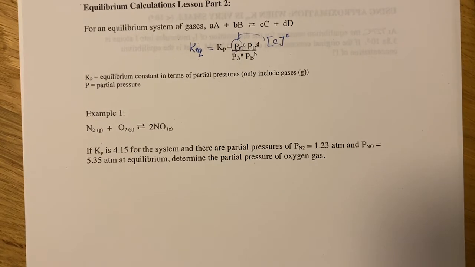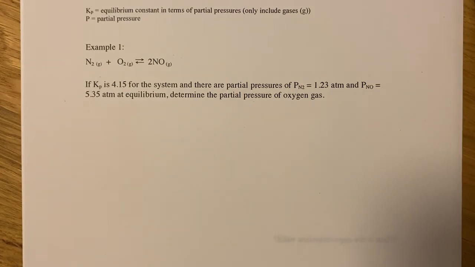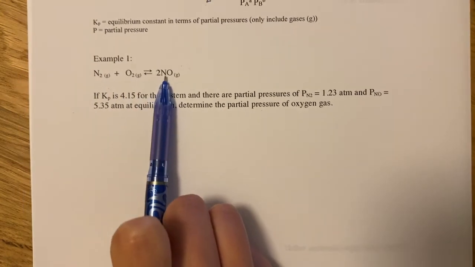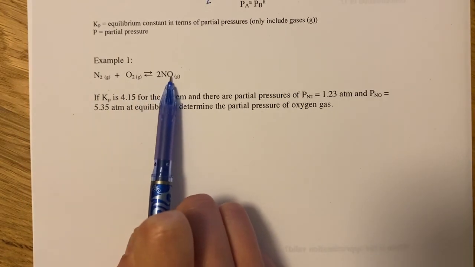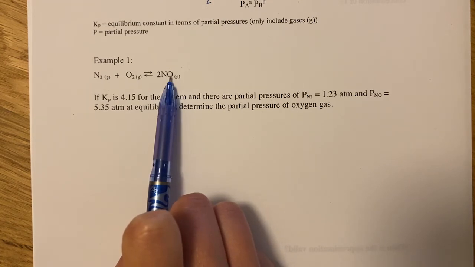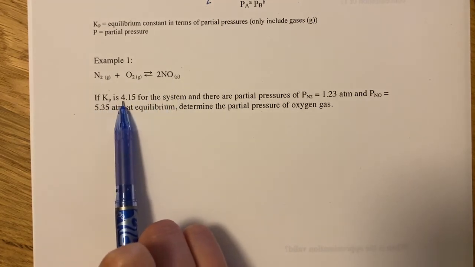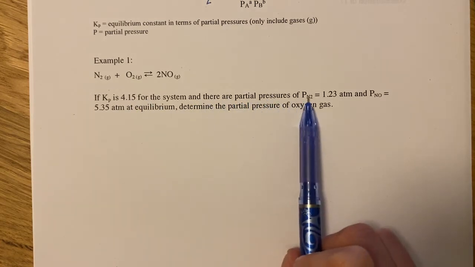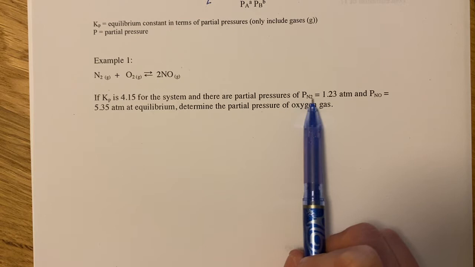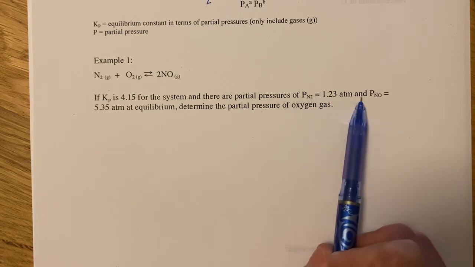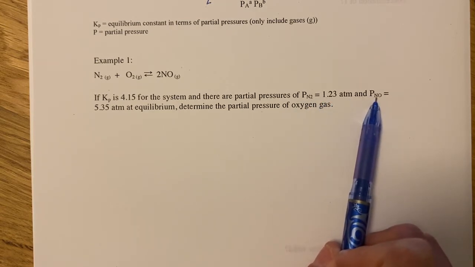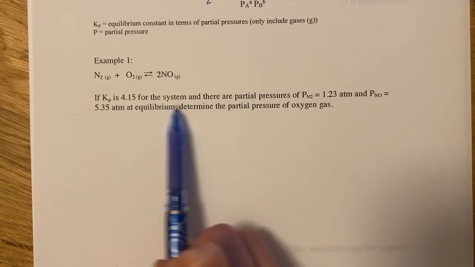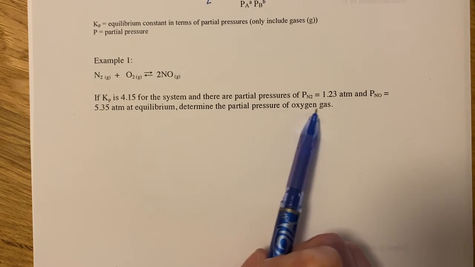So let's do an example where we're looking at the system of nitrogen gas plus oxygen gas makes nitrogen oxide, or nitrogen monoxide, I should say. If Kp is 4.15 for the system and there are partial pressures of nitrogen gas of 1.23 atmospheres and partial pressure of nitrogen monoxide of 5.35 atmospheres at equilibrium, determine the partial pressure of the oxygen gas.